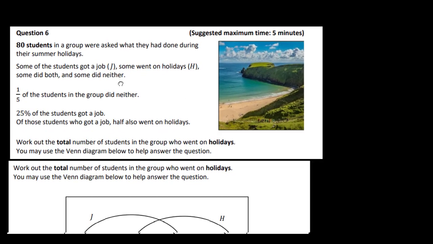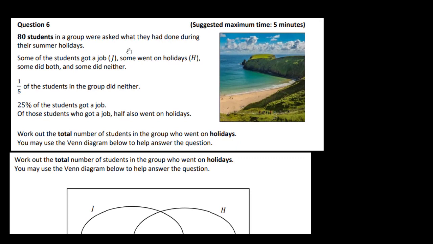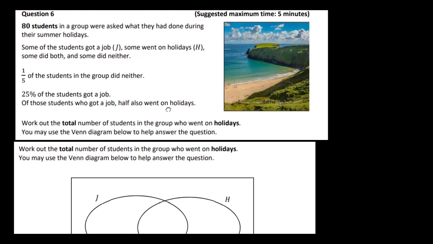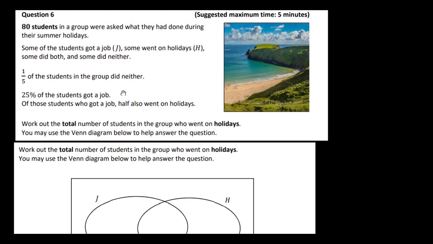Okay, so 80 students in a group were asked what they had done during their summer holidays. Some of the students got a job, some went on holidays, and some did both, some did neither. 1/5 of the students in the group did neither. 25% of the students got a job. Of those who got a job, half also went on holidays. Work out the total number of students in the group who went on holidays. You may use a Venn diagram below to help you answer the question.